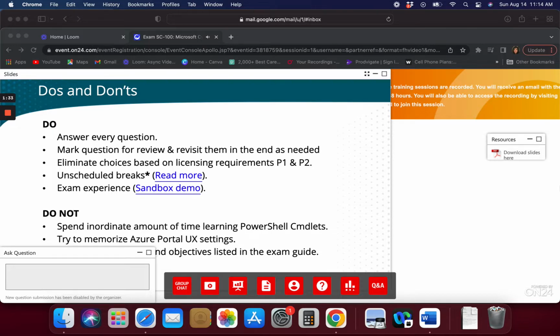You can also see a demo of the exam experience in a sandbox environment to see how it looks.